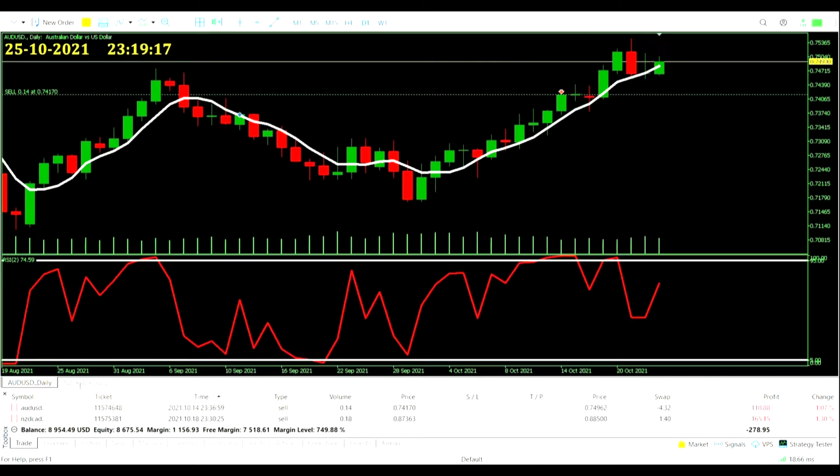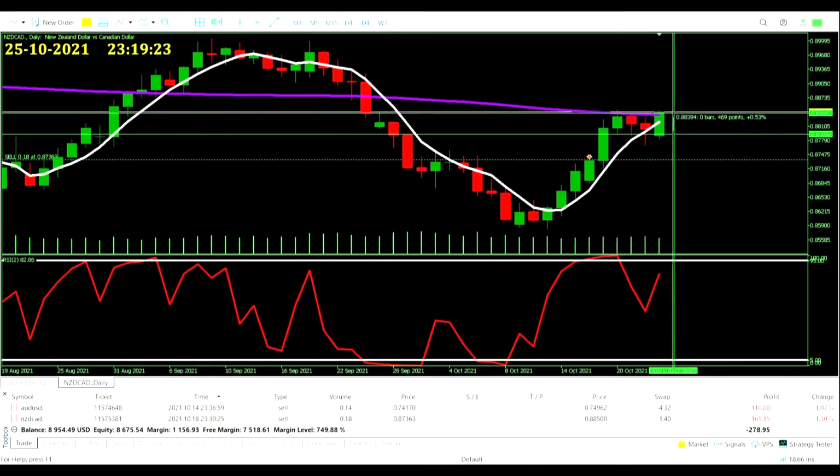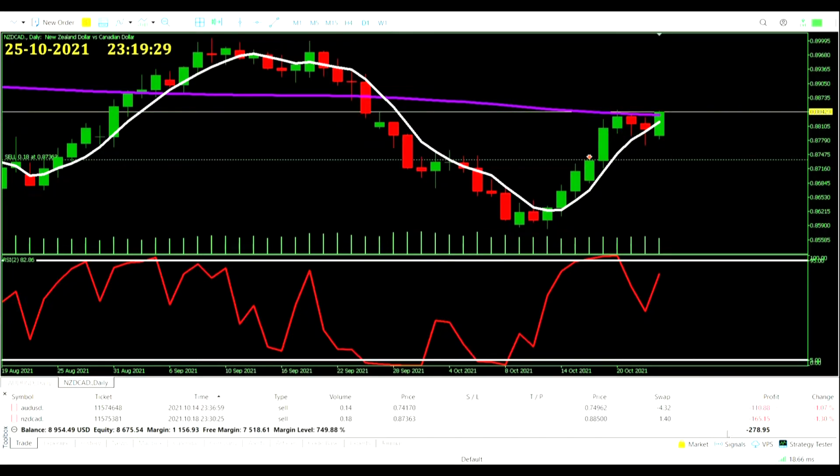We keep it open. New Zealand dollar, Canadian dollar, even worse. That was quite a candle there. And this one we're about $165 down. Still no reversion to the mean. Maybe there's a better signal out there for us. It's got to be something better.